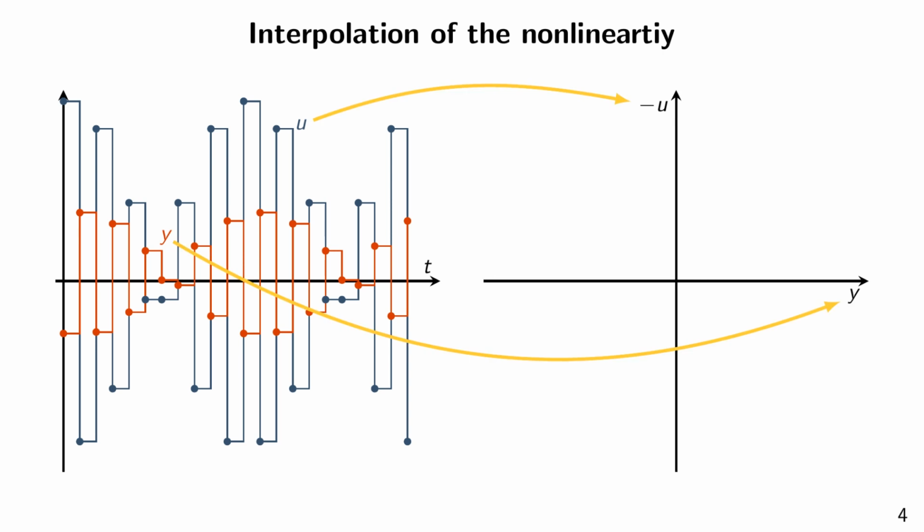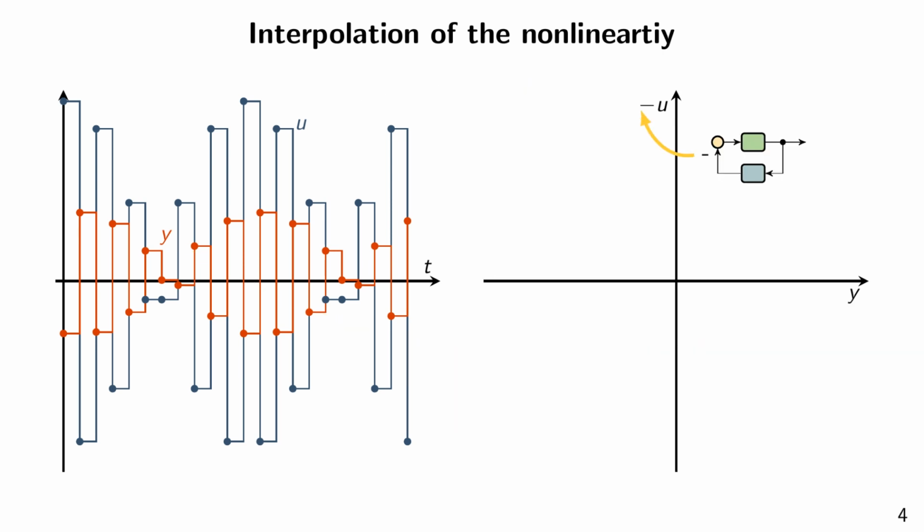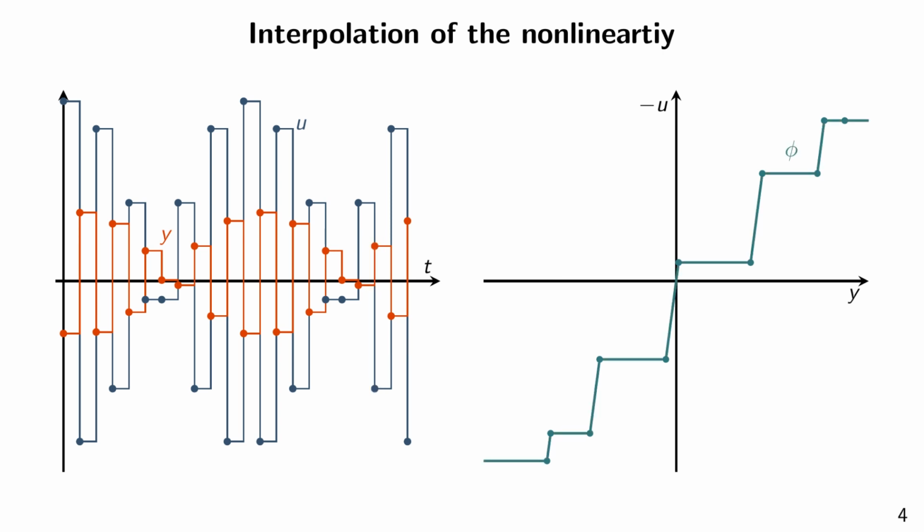For this, we plot the negative u as a function of y. The negative sign of u is there because of the negative feedback in the Lurye system. These are the points we get as a result. For example, this pair of u and y end up at this point on the graph. A piecewise linear interpolation and constant extrapolation gives us the exact nonlinearity phi, which maps the output sequence of the limit cycle to the negative input sequence.